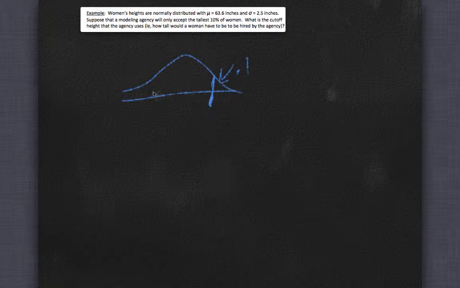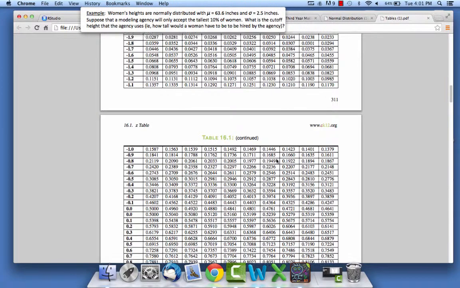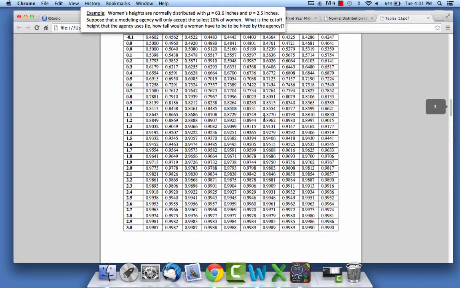Okay, so we're back to this, and you're going to be back to the other. So these people only accept the tallest 10% of women. So they only select where 0.1 is up here. This is their cutoff right there. Down here then there's 0.9. So we want to know what the cutoff is. Well, the first thing is to find out the z-score that's the cutoff. So I go here and I'm looking for 0.9 down here in the area boxes.